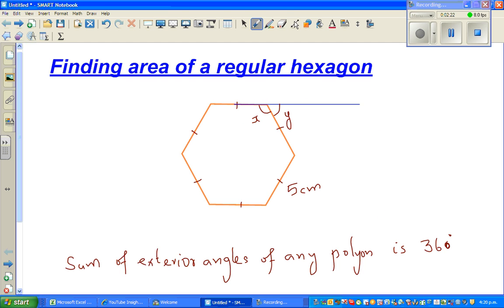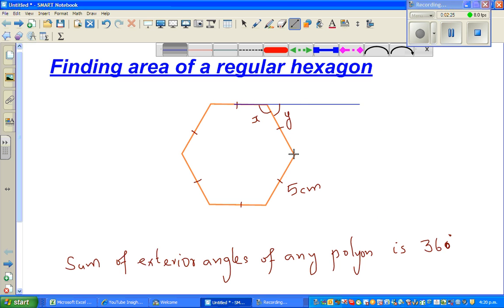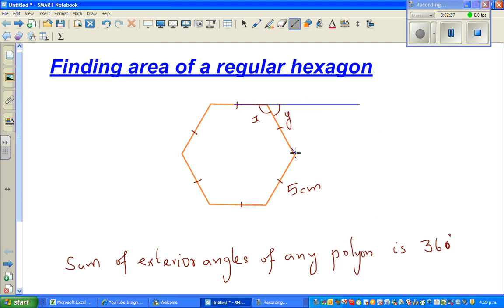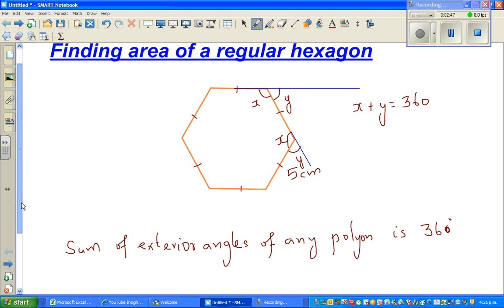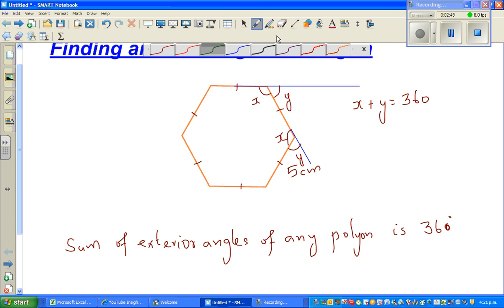So if this is x and let us say this is y, you have got how many exterior angles? I'll draw one more exterior angle. So this is one exterior angle, this is the other exterior angle. If this is y, you can understand this will also be y. This is again x. So what can we say about x plus y? We can say x plus y is 360. And you've got how many exterior angles? So based on this rule, can I say 6y is equal to, oh sorry, I made a mistake.